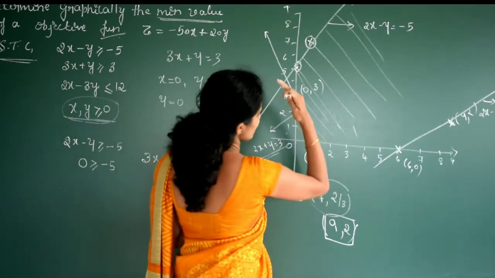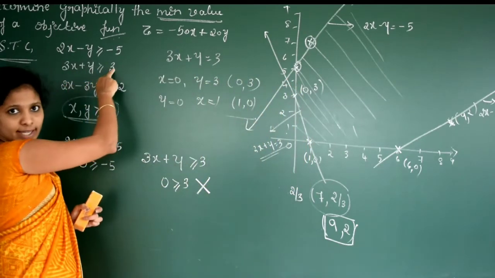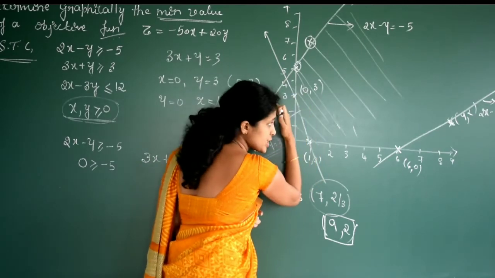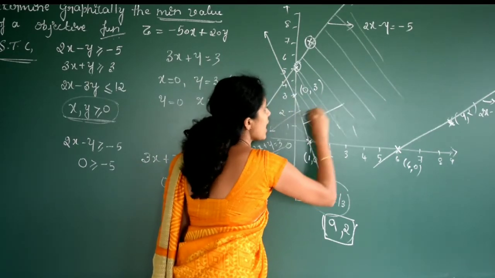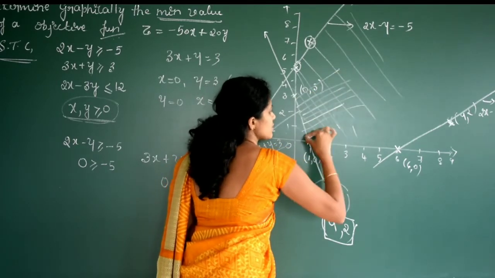So, the solution region of this line, right? Which line is this? It is 3x plus y greater than or equal to 3. This line does not include the origin, so the solution region should be above or upwards. Right? So this should be the solution region for this.